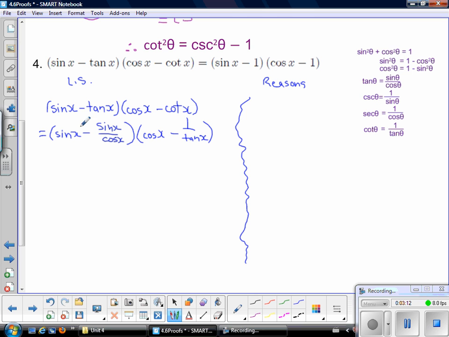Now the reason I could do that is, first of all, I did the quotient ID, and I did the other substitution in the other bracket, and that was the reciprocal ID. All right, so when I look at this, the first bracket, there's not too much more I can do there. The second bracket, I could do something to it.